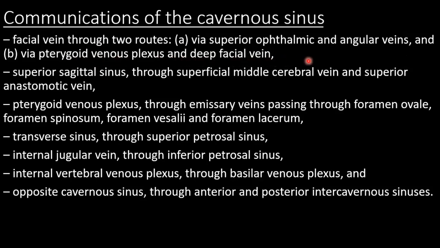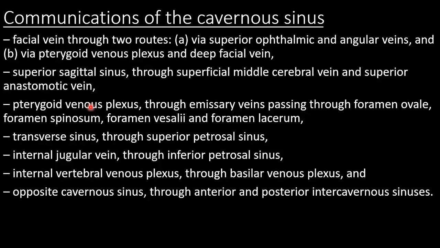Okay, so the facial vein can drain to the superior ophthalmic vein via the angular vein, and the superior ophthalmic vein will eventually drain into the cavernous sinus, or the facial vein can communicate with the pterygoid venous plexus via the deep facial vein, and the pterygoid venous plexus will communicate with the cavernous sinus via emissary veins, which will traverse some foramens such as the foramen ovale, the foramen spinosum, foramen basale, and the foramen lacerum.